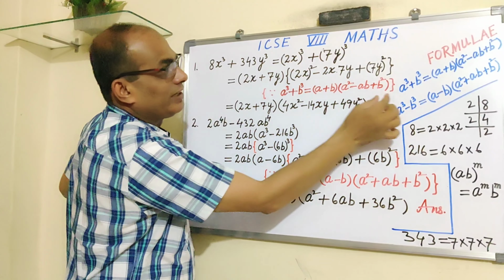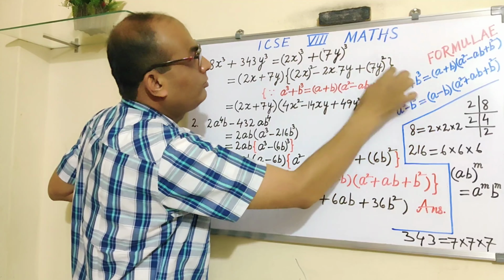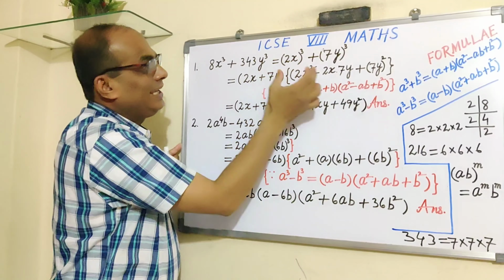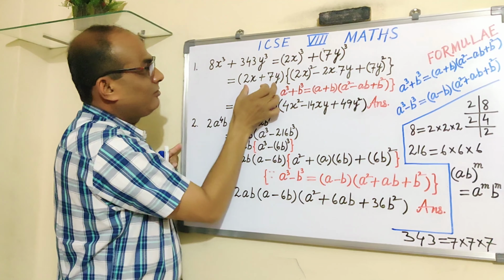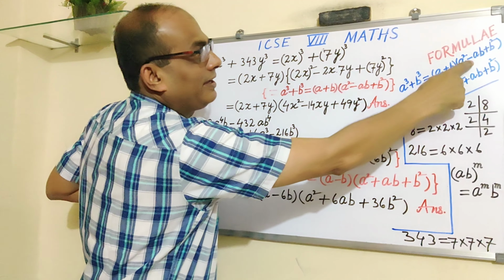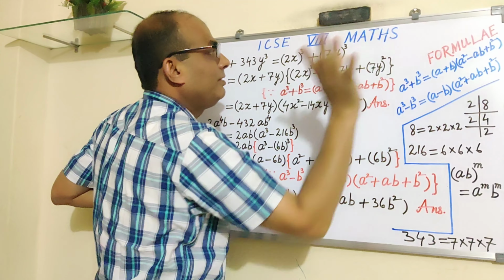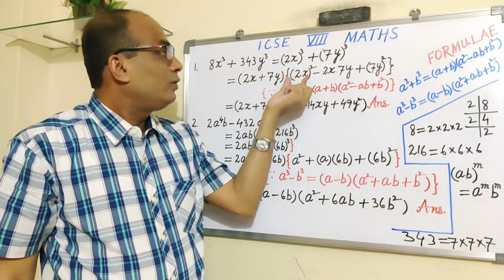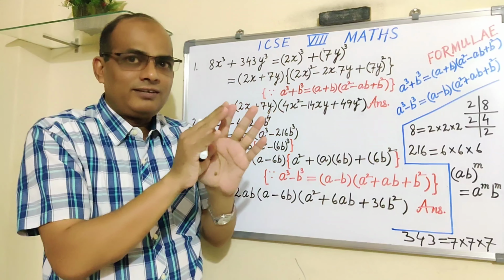So a is 2x. In place of a, see, cube same. In place of a we have 2x. Got it? So a plus b means 2x plus 7y. Now in the second bracket you have to write down a square minus ab plus b square. So a square, in place of a we have 2x. So (2x) square, I am writing in brackets so that things are very, very clear.